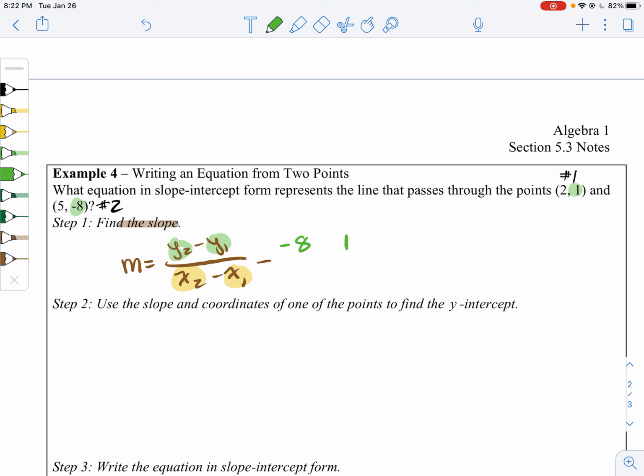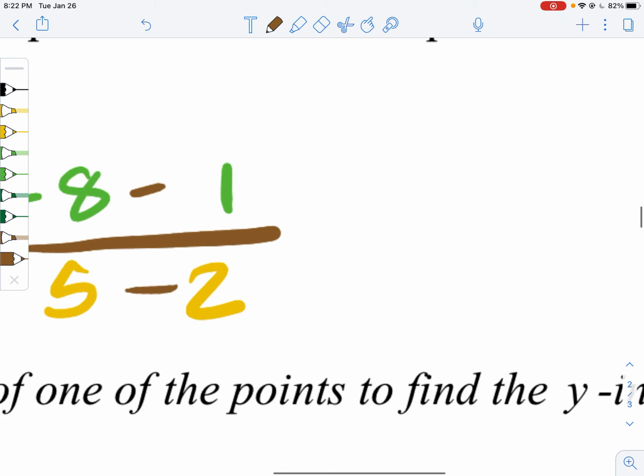-8 and 1. I forgot this is equals. Okay, -8 minus 1. And the difference between our x's, we've got 5 and 2. So 5 minus 2. Now let's figure out what is that. How far up did we go and how long of an x did it take us to get there?